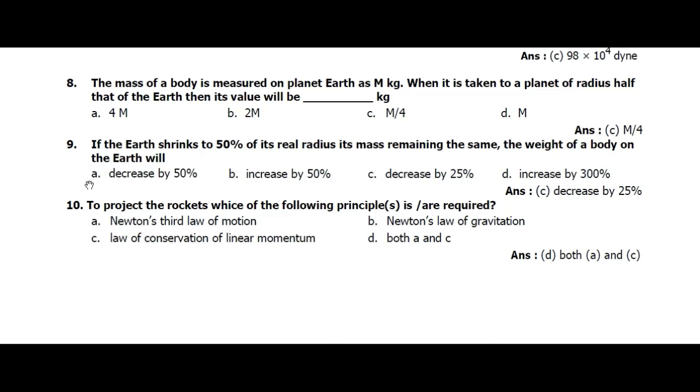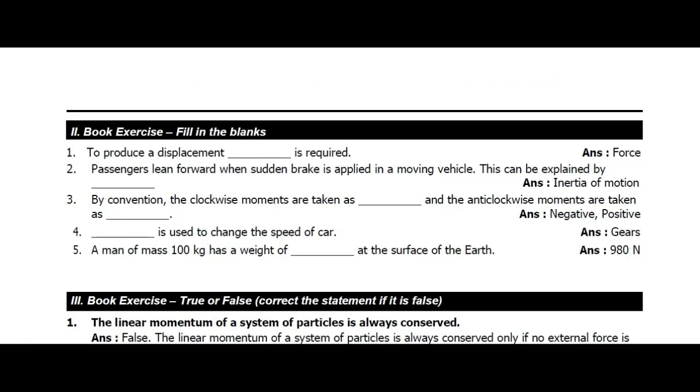First one, to produce a displacement, dash is required. Answer is force. Second one, passengers lean forward when a sudden brake is applied in a moving vehicle. This can be explained by dash. Answer is inertia of motion. Next, by convention, the clockwise movements are taken as dash and the anti-clockwise movements are taken as dash. For clockwise movement it is negative, and for anti-clockwise movement it is taken as positive.